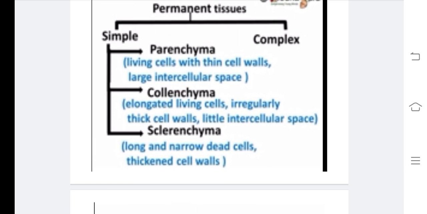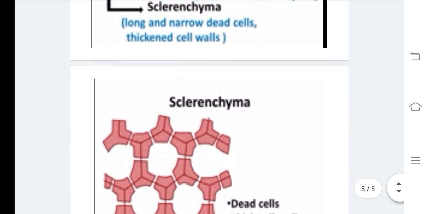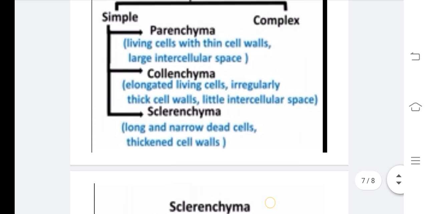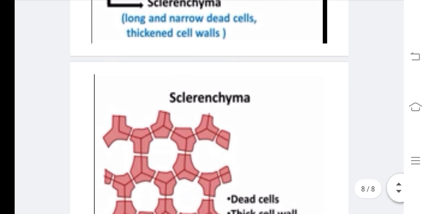Parenchyma or collenchyma, they are living tissues. They are for storage of food and also for floating purpose. Collenchyma, they are for mechanical support. What about sclerenchyma, ma'am? Sclerenchyma is a type of simple permanent tissue. Clear, children? It is a tissue which makes the plant hard and stiff. It makes the plant hard and stiff.